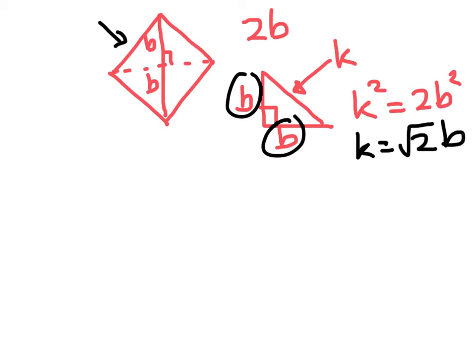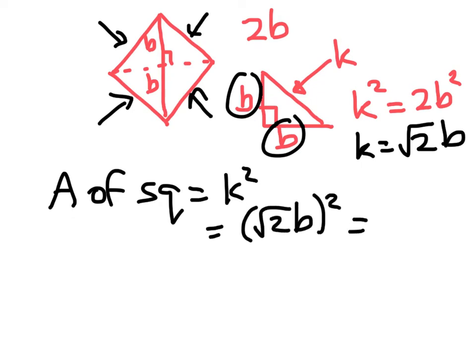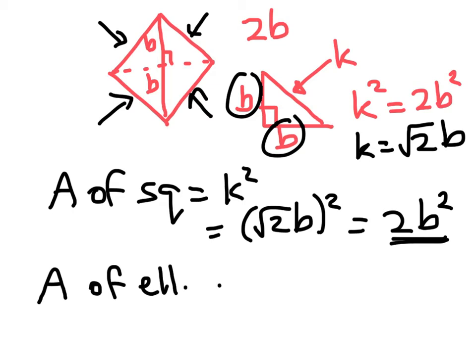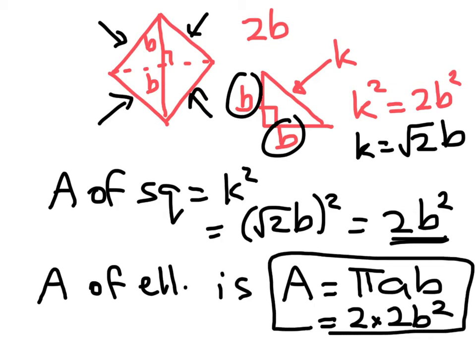So now we know the side lengths for each of the squares. So the area of the square is equal to k squared, which is just this, so 2b squared. So that's all good. Now we're also told the area of the ellipse, A, is equal to pi ab, and we're told that that's twice the area of the square. So that's equal to 2 times 2b squared. Right, so we're going to do something with this. Our goal is to figure out the eccentricity of the ellipse.